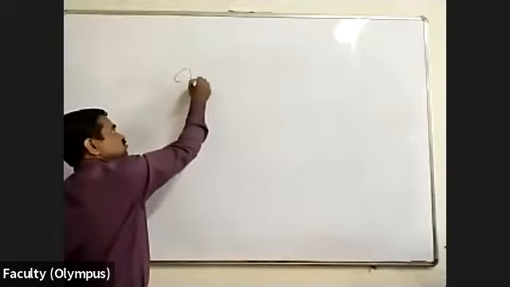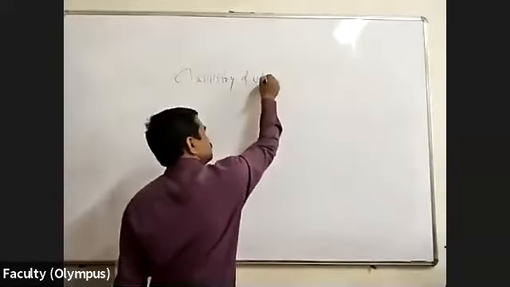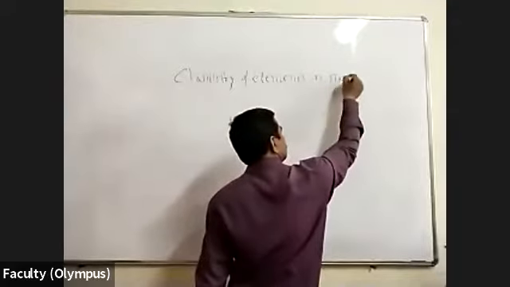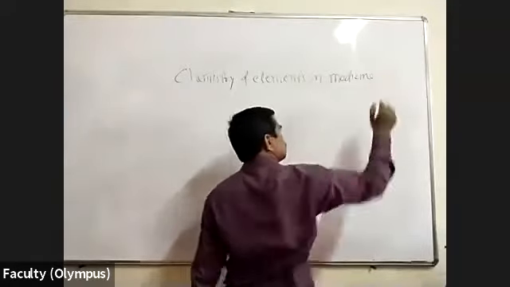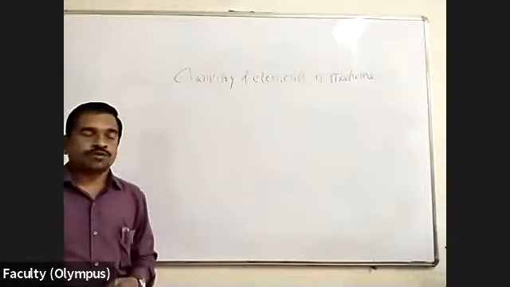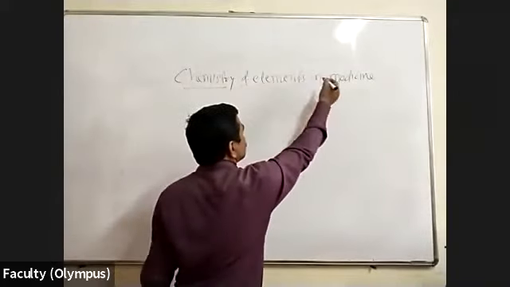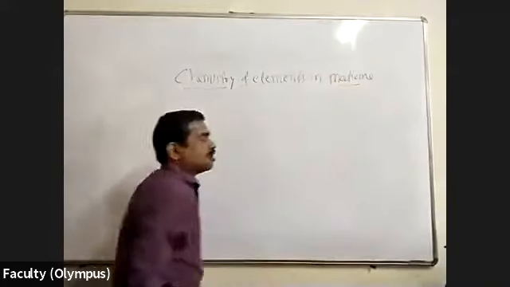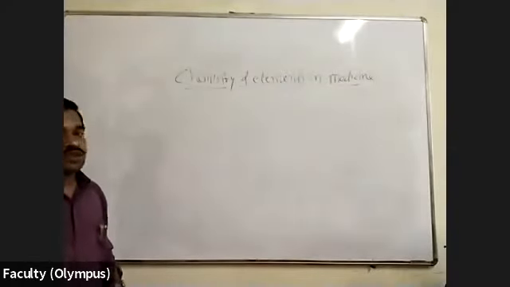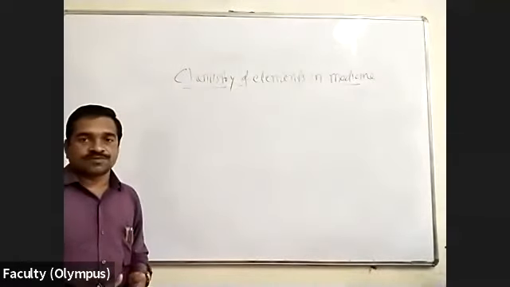The chemistry of elements in medicine. This is the unit from organic plus inorganic chemistry paper. Okay. So we have to see what types of inorganic elements are present in human or other living systems, and some inorganic elements which are used for the treatment of diseases as a medicine.